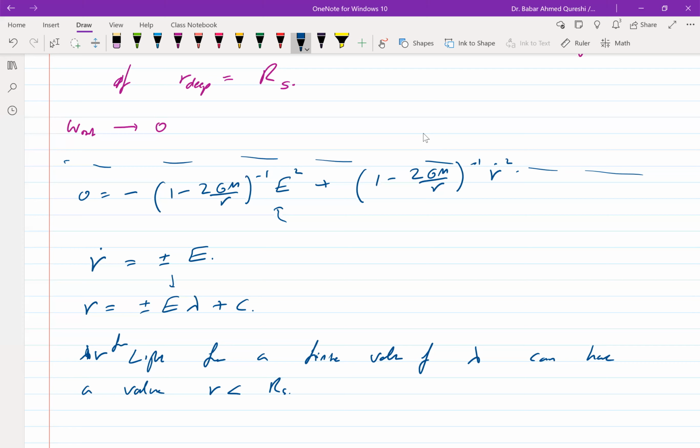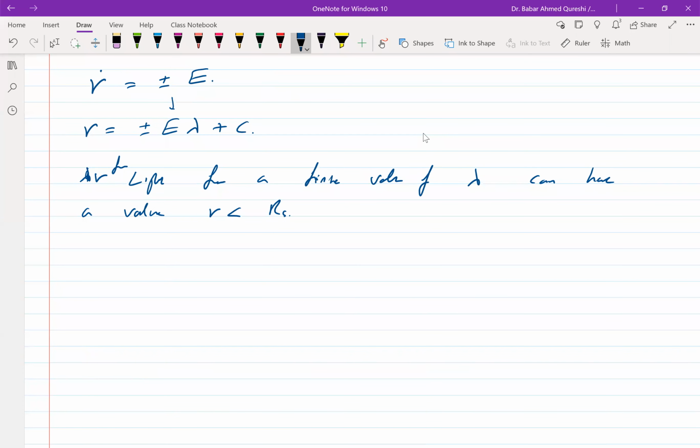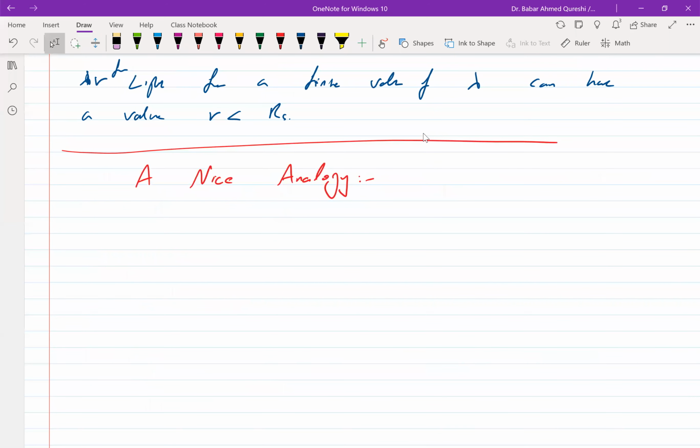So how to interpret it? There's a very nice analogy which one can give, and that analogy actually uncovers a lot of black hole physics, which I believe will also be needed for Professor Ricardo's lectures. So a nice analogy. Consider Minkowski space. Now forget about all this black hole and Schwarzschild business. Consider empty space and the following change of coordinate.